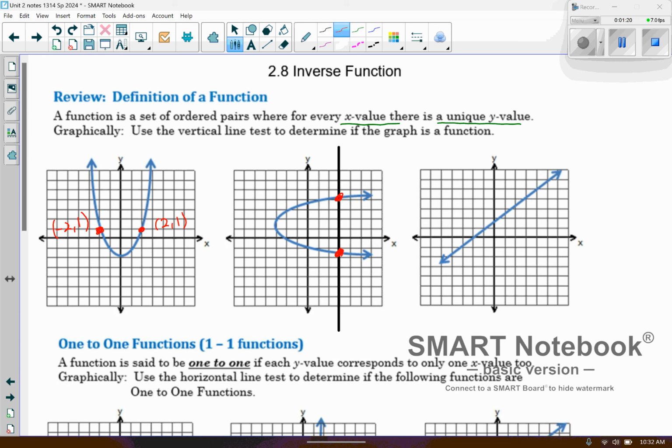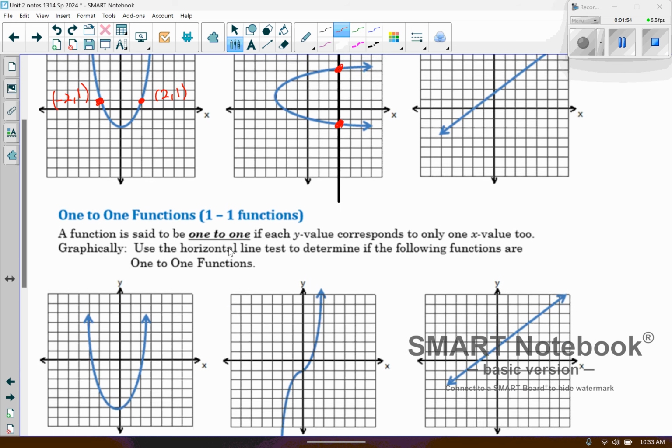But in order to have an inverse function, you actually have to be a very special function. You have to be a one-to-one function. And that's what we're going to look at down below here. One-to-one would mean that for every x, one y, and for every y, one x. And so this graph right here would not actually qualify as a one-to-one function. And then obviously the middle one's not one-to-one because it's not even a function to begin with. And then the third one actually would qualify as a one-to-one function. So we're going to look a little bit closer at that down here.